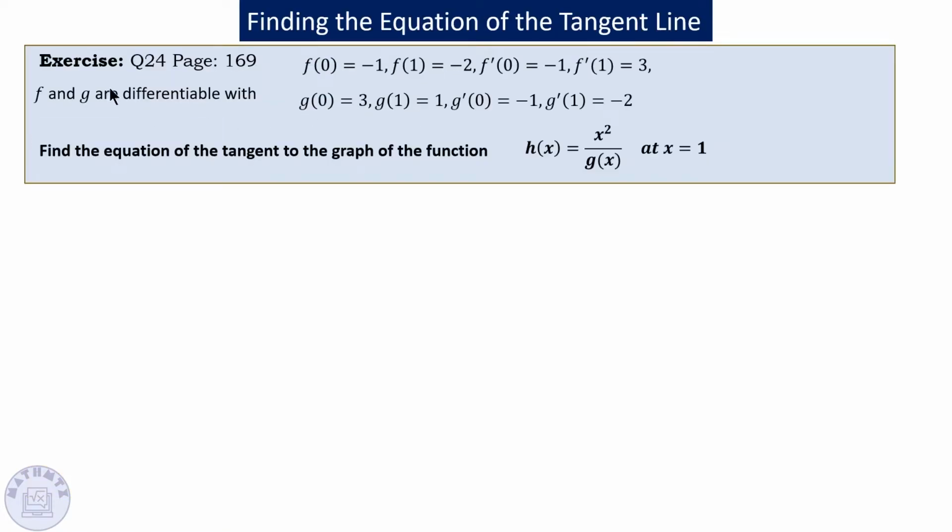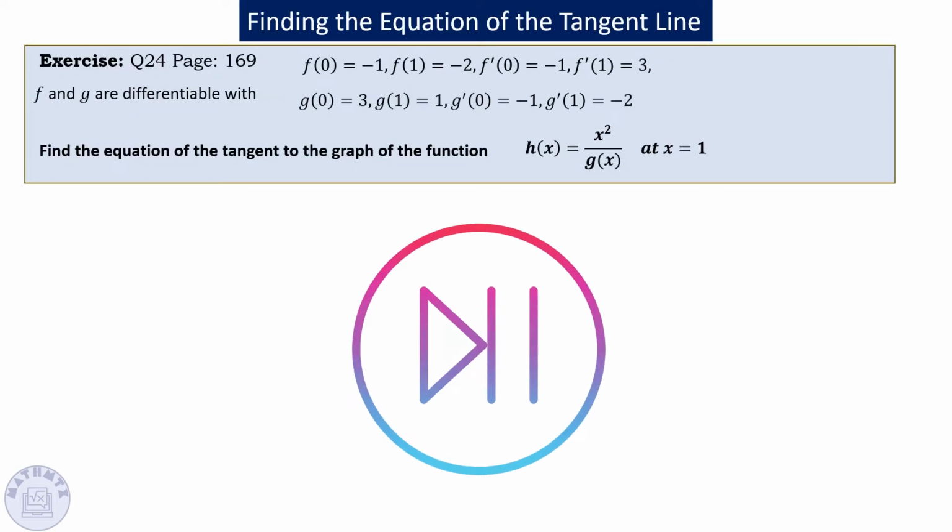Another example. Okay, so they gave us some points for f and g and its derivative. Find the equation of the tangent line to the graph of the function h of x equals x squared over g of x at x equals 1. So if you recall, we need to find the point first, then find the slope, and then write the equation. Try to pause the video and do it on your own, and then come back to check your answer.